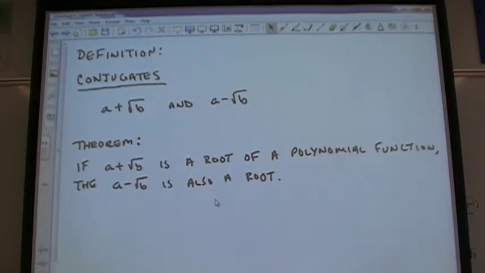So it's just the opposite of the original number? Not opposite, because with opposite you would change both signs. So if I told you to find the opposite of a plus square root of b, it would be negative a minus square root of b. All you do is change that middle one.